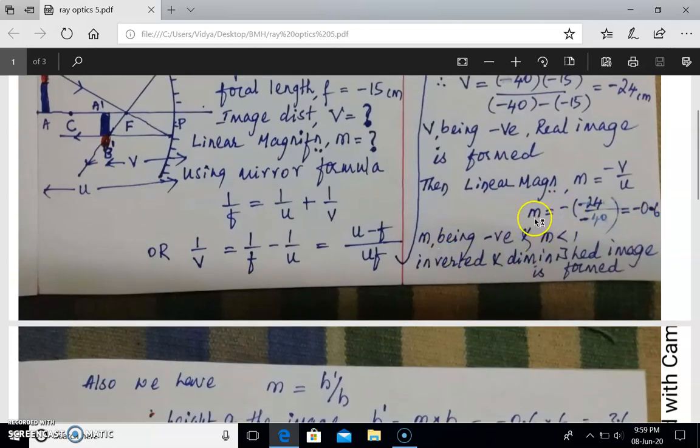Here M amounts to be less than 1 as well as negative. M being negative and M being less than 1. M being negative, inverted image is formed. M being less than 1, diminished image is formed.